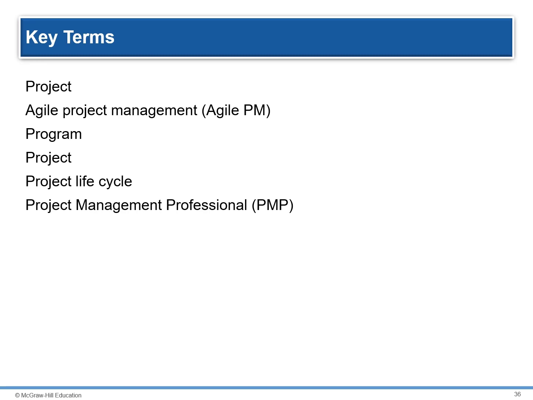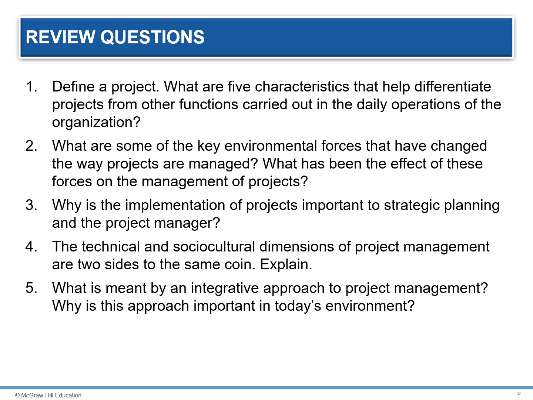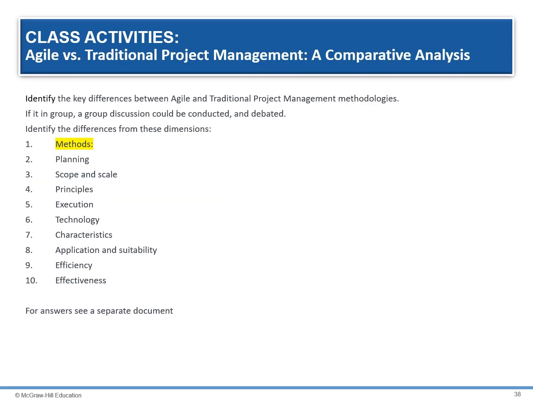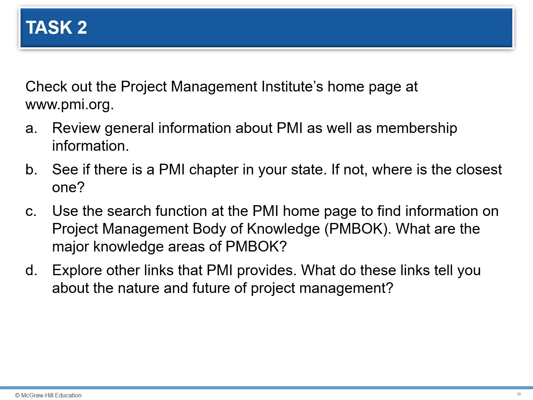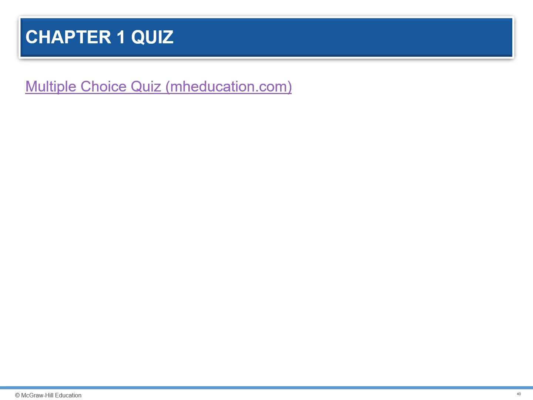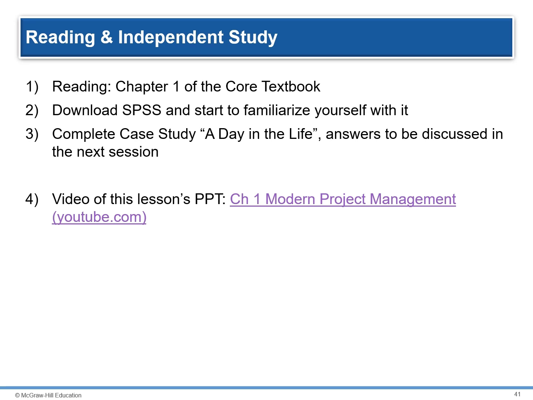The key terms are listed here, including agile project management, program versus project, project lifecycle, project management professionals, as well as some basic concepts like managers, managerial roles, and so on. Here are some review questions that you can work on your own or with students. There is also a quiz that students can work on in class or as homework. Each chapter, we will have one chapter-related quiz that can be used to enrich the classroom learning experience. There is also reading and independent study. I hope students can take time to read this book and understand in greater detail what this chapter is about.